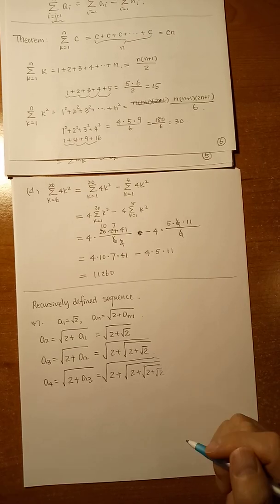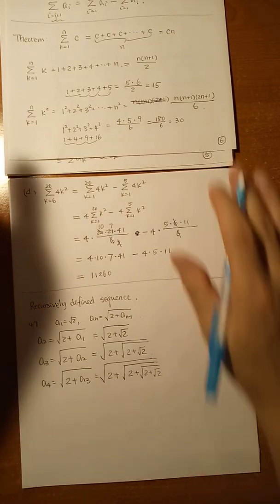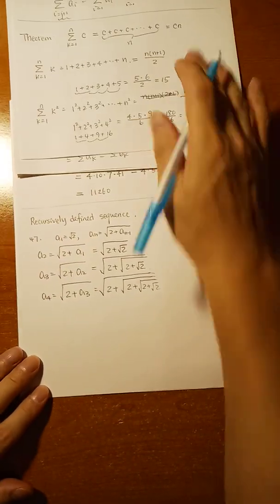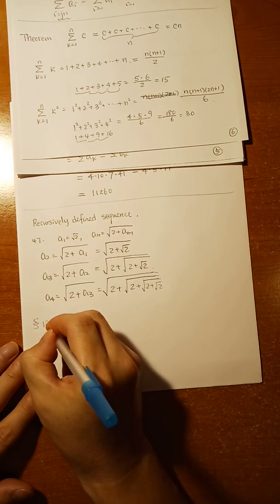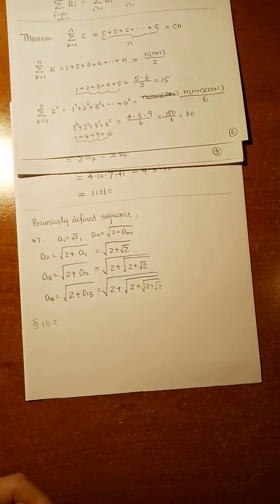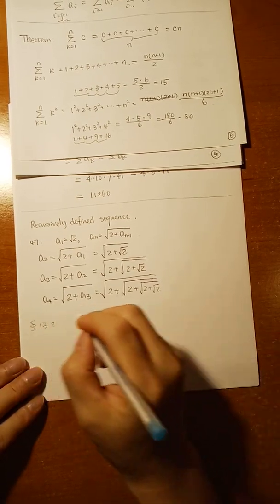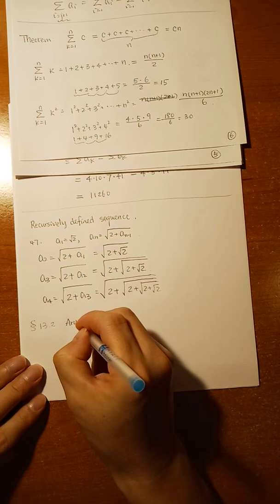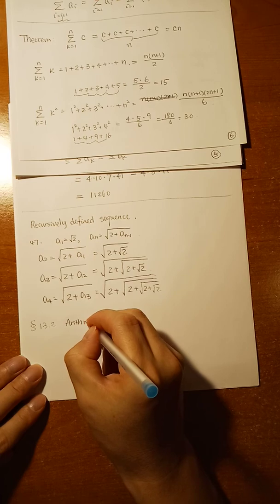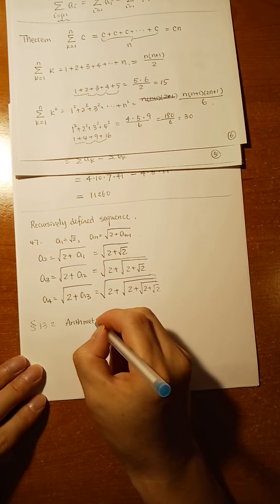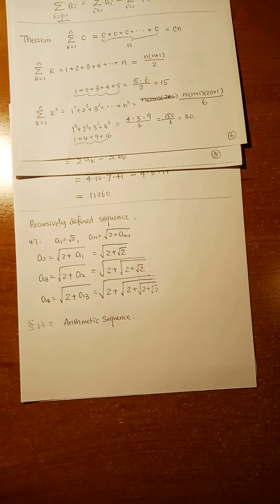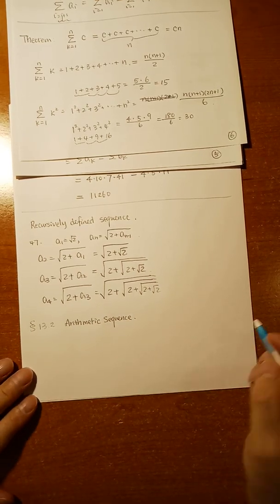Okay, so this finishes section 13.1. Now let's move to 13.2. 13.2 is arithmetic sequence. What is an arithmetic sequence?